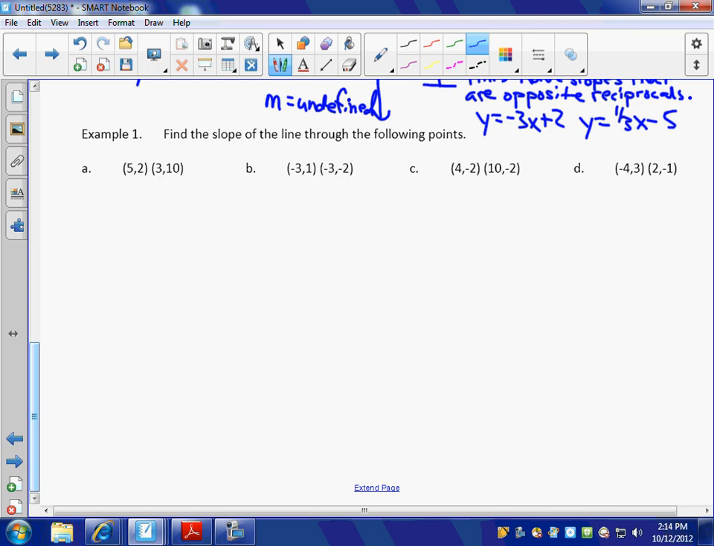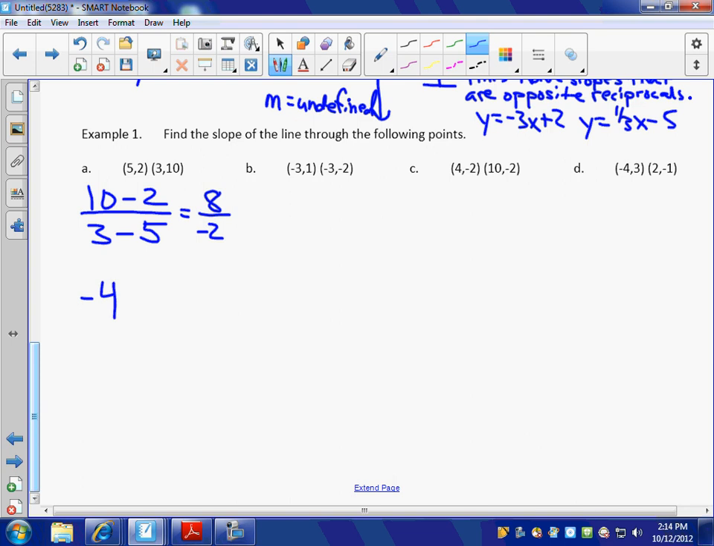Okay. On your test, you're going to be asked to find the slope between 2 points. So those should be easy points to get on your test. So please get those. So we do y sub 2 minus y sub 1 over x sub 2 minus x sub 1. 10 minus 2 is 8. 3 minus 5 is negative 2. Slope is negative 4.